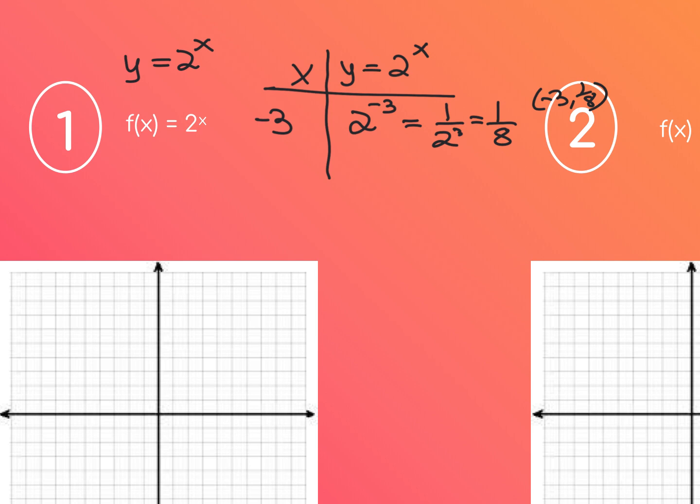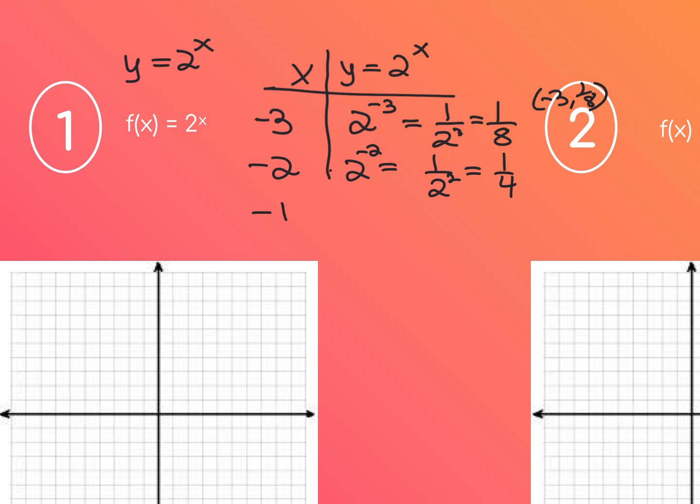But again, when you're doing it, all I want to see is you do 3 points. So -2, I'm going to plug it in. Goes up here for the x. Again, negative exponent, put it underneath a 1, evaluate it, 1/4.